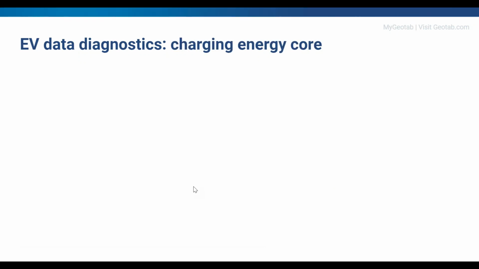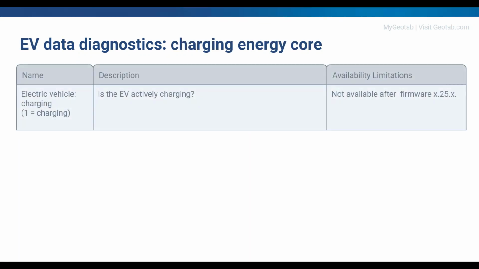Okay, we're almost through these ones. Charging energy core. This is another one: is the electric vehicle charging. 1 equals charging, just as it describes, is the EV actively charging, true or false? EVs are on firmware major version 25 today, and this one will no longer be populated as of the next firmware version.